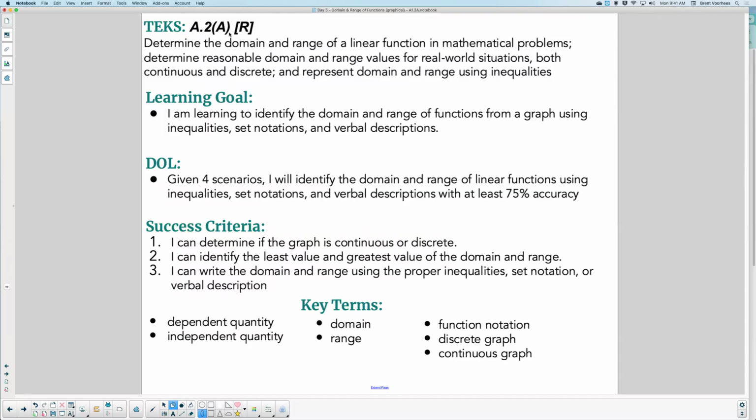Lesson 5. Welcome. Today's lesson 5. We're going to be talking about domain and range. Our knowledge and skill is posted up here. You can read that.